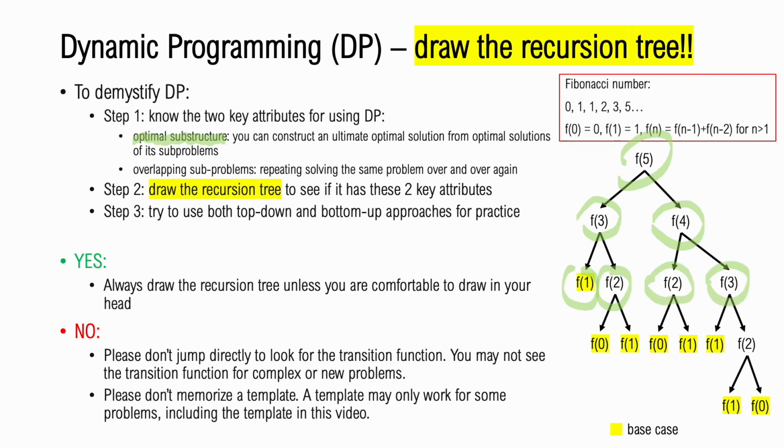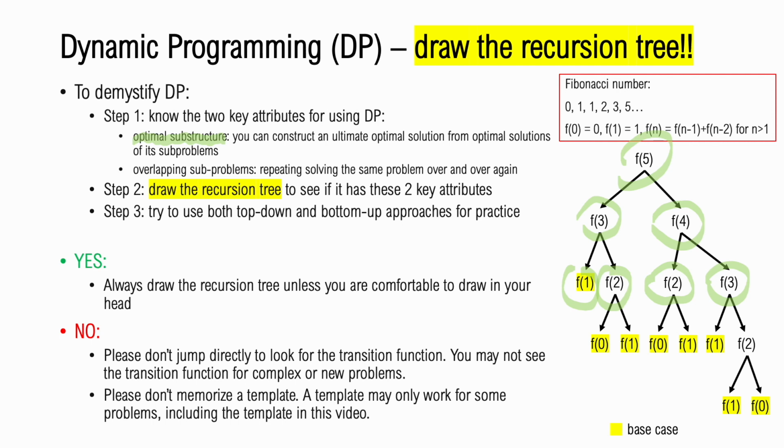So by drawing the recurrent tree, we can clearly see that the ultimate optimal solution can be constructed from the optimal solutions of a subproblem, and at the same time we are just repeatedly solving the same problem over and over again, for example f3, f2, and these f1 and f0. So what we need to do, for someone who started learning dynamic programming, is always draw the recurrent tree unless you are very comfortable drawing it in your head.